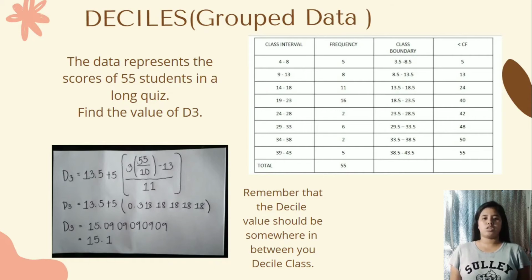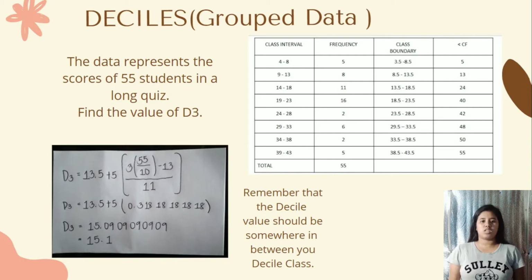The next step is to substitute the needed value in using the D3 formula. For us to get the correct answers, we need to always follow the PEMDAS rule. So D3 is equal to 13.5, which is the lower class boundary of the decile class, plus 5, which is the class size, open and close parentheses, 3 is the numerator, the value of decile that we need to find. And then open and close parentheses, 55 over 10 minus 13, which is the cumulative frequency before the decile class, all over 11, which is the frequency of the decile class.